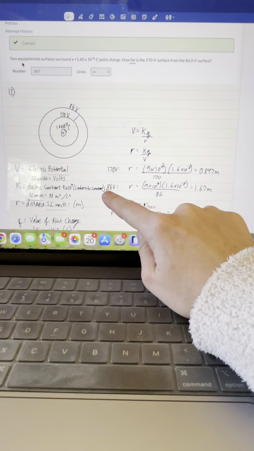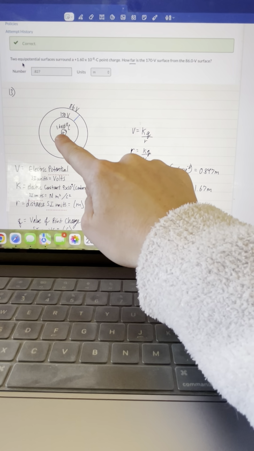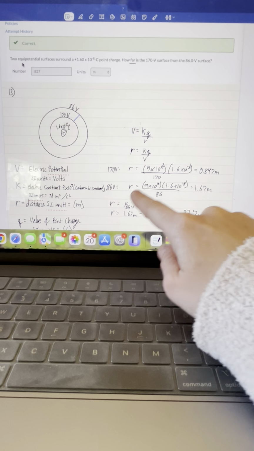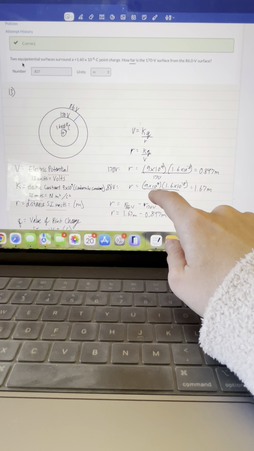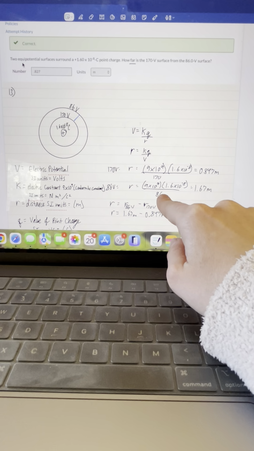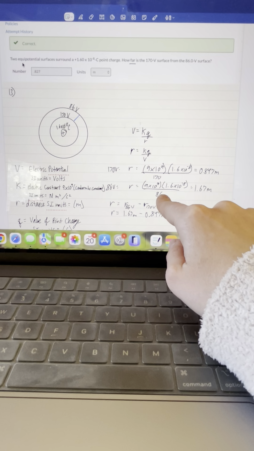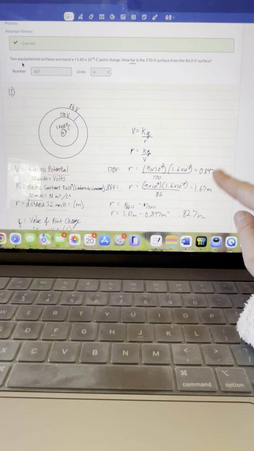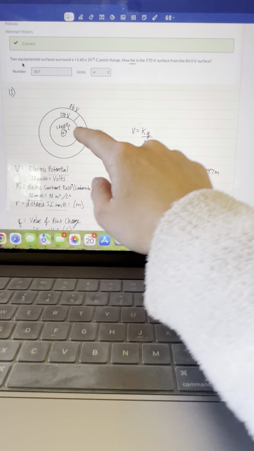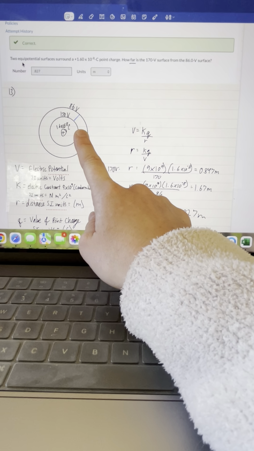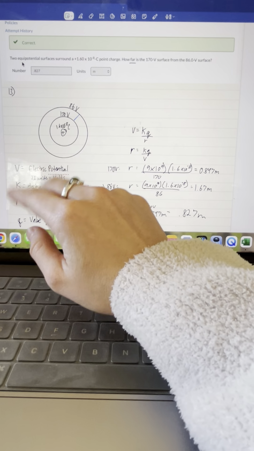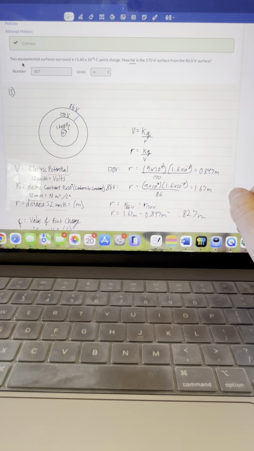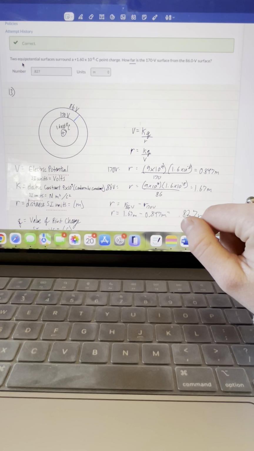Then I tried to find our other distance, which would be for 86 volts. So R equals Coulomb's constant again times our point charge divided by 86 volts. That gives us 1.67 meters. This also confirms my drawing, that the 86 volt surface is actually farthest away from our point charge, and that does make sense with the laws that we've learned.